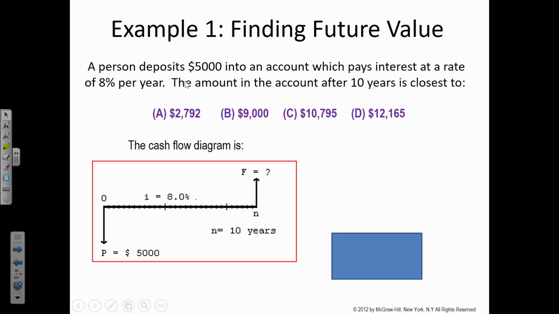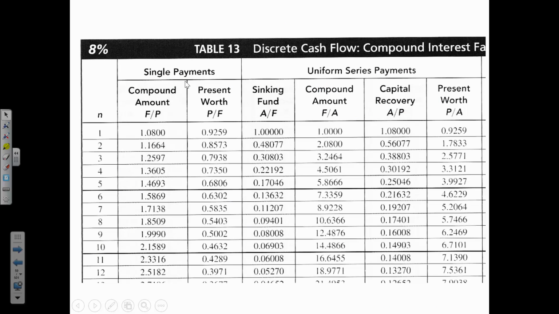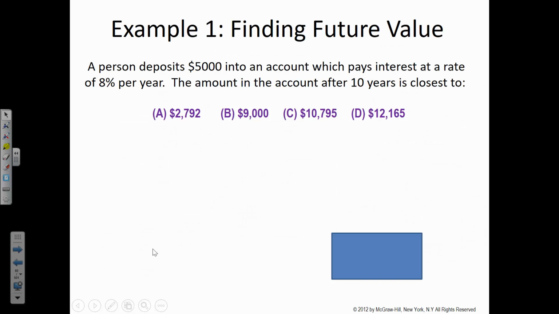So let's do this the table lookup way. There's the equation way and the table lookup way. So let's go to the table that was on the previous slide, and let's find N equals 10. Okay, so N equals 10 is this row. And then the column that we need is the F/P column. So this first one, 2.1589. So the future amount is going to be 2.1589 times the present amount.